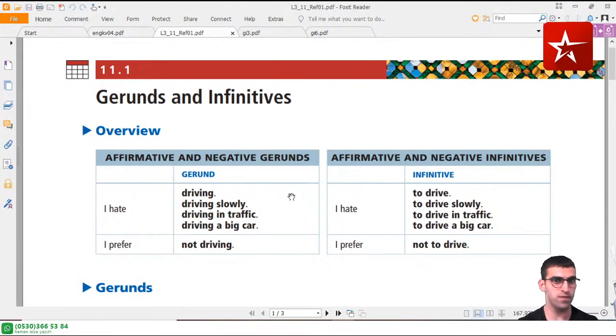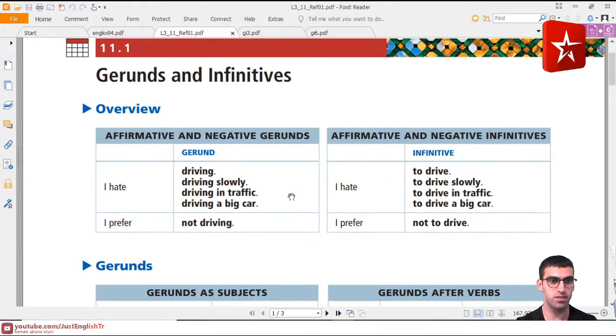And what about the infinitive? For example, I hate to drive slowly, I hate to drive in traffic, I hate to drive a big car. But the negative form of the infinitive is I prefer not to drive, right?